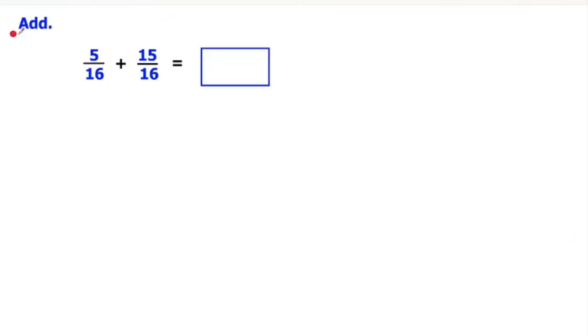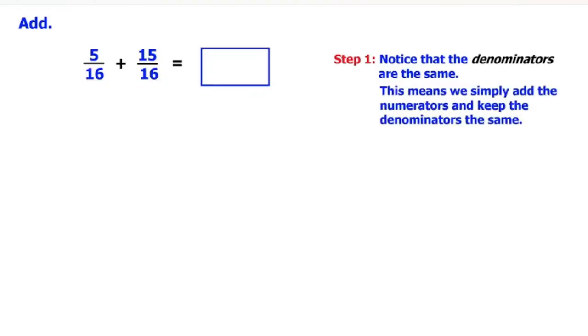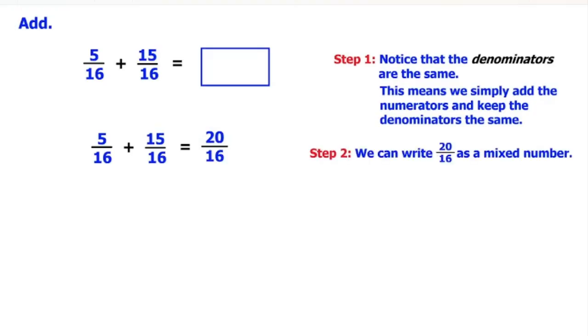So if we have a problem that says add 5 over 16 plus 15 over 16. Step one is notice that the denominators are the same. See how these denominators are exactly the same? Well, that just means that we simply add the numerators and keep the denominators the same. So we add these two together and we get 20 over 16, because 15 plus 5 is 20.